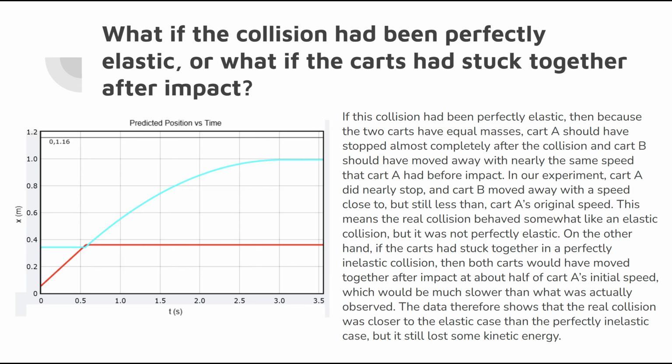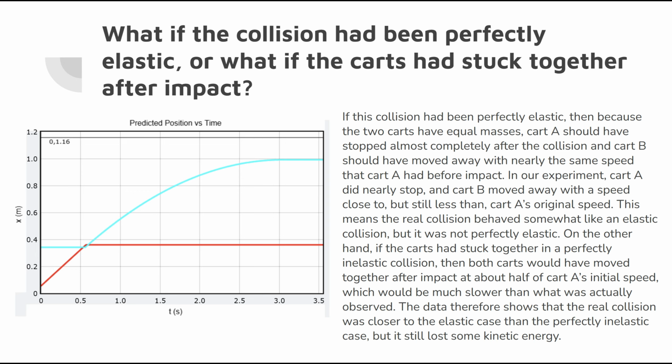If the collision had been perfectly elastic, then because the two carts have equal masses, cart A should have stopped almost completely after the collision, and cart B should have moved away with nearly the same speed that cart A had before the impact. In our experiment, cart A did nearly stop, but cart B moved away with a speed close to but less than cart A's original speed. This means the real collision behaved somewhat like an elastic collision, but was not perfectly elastic.